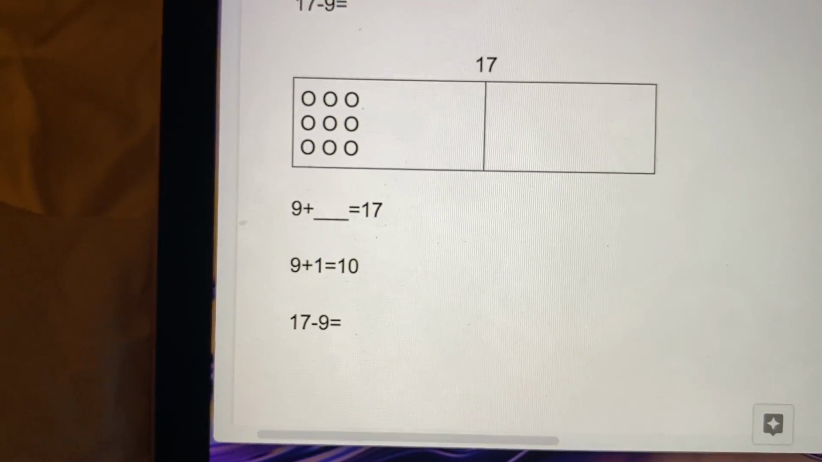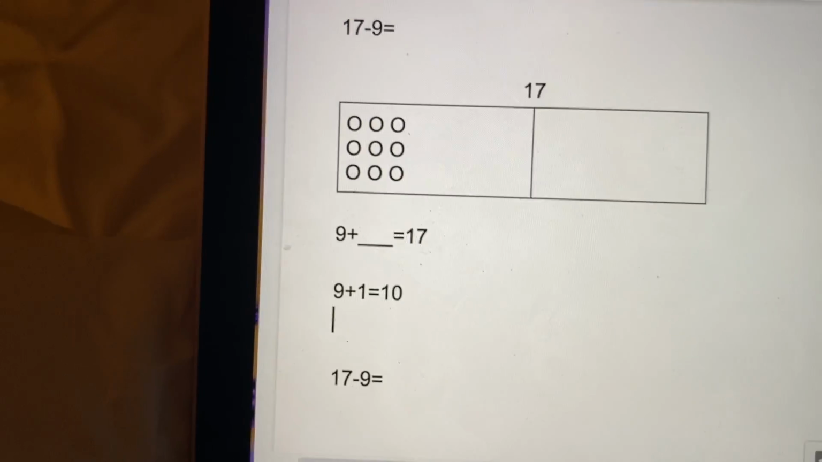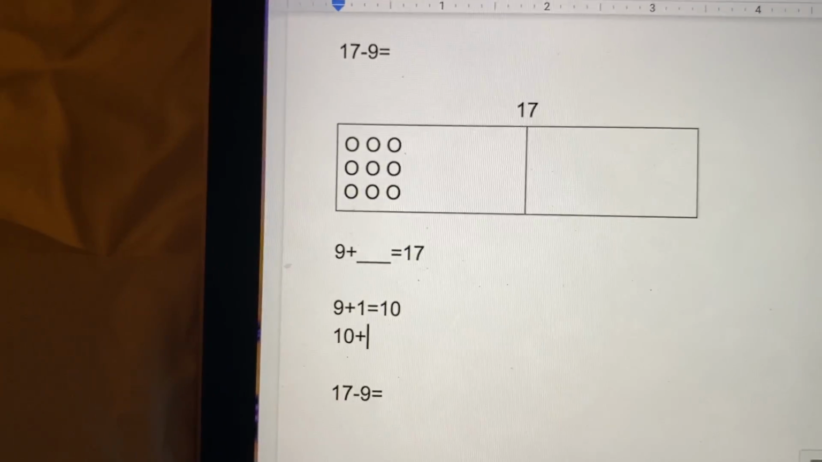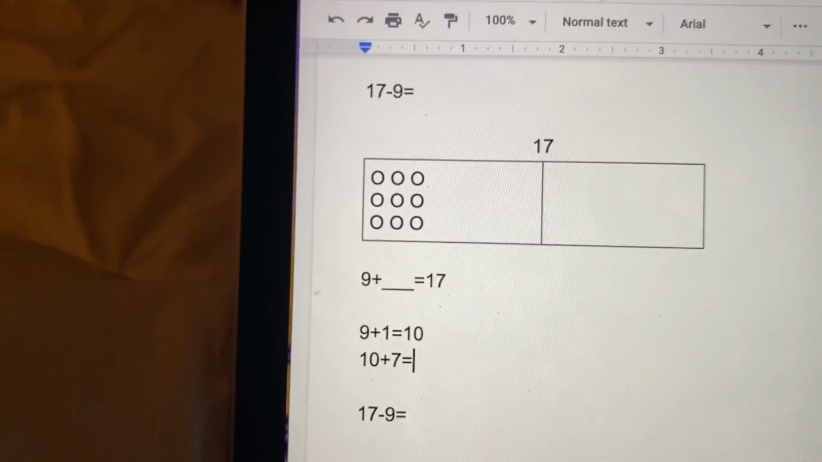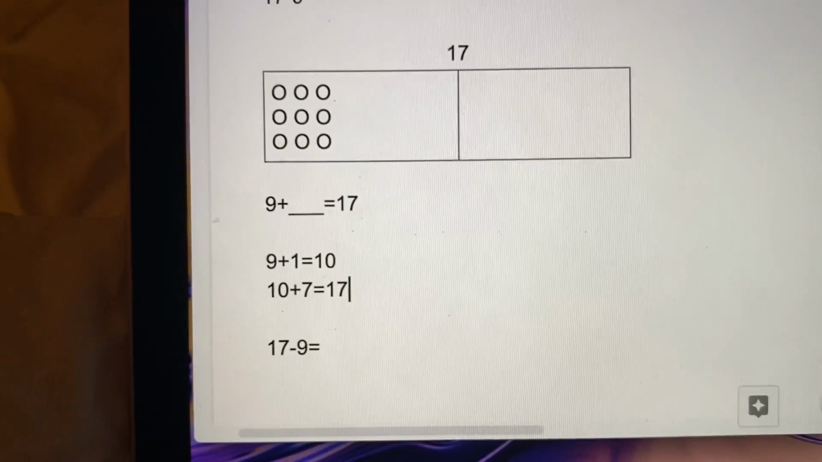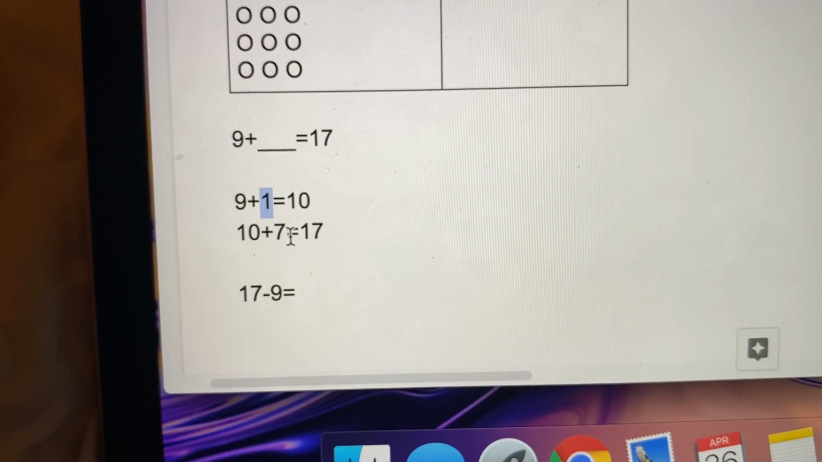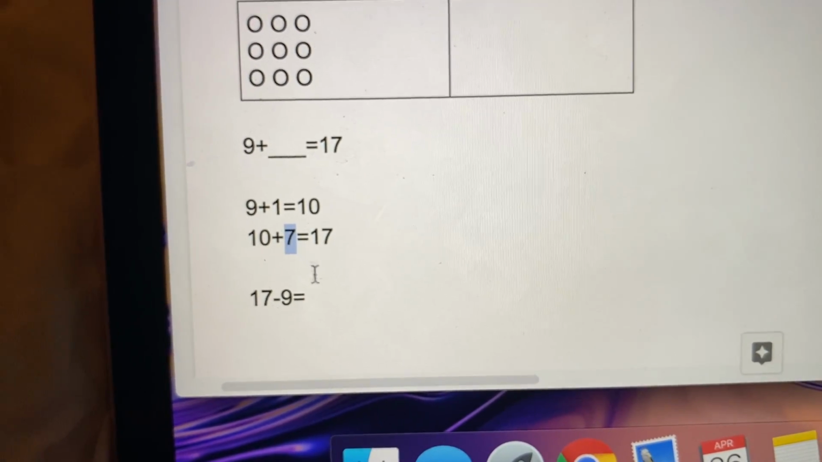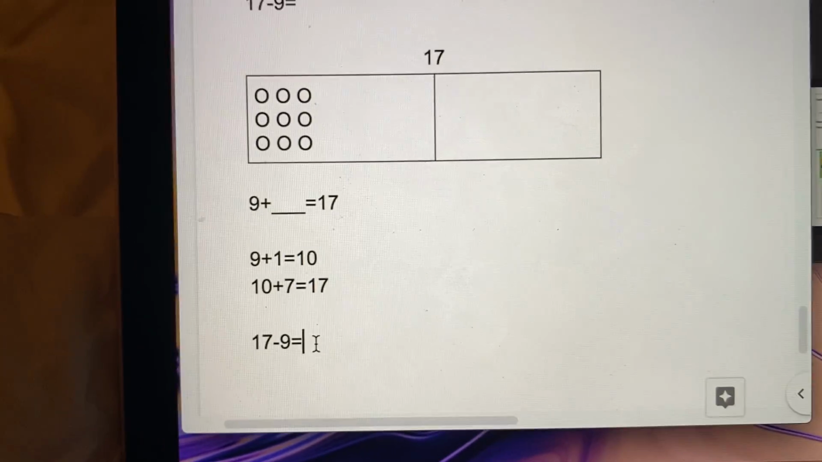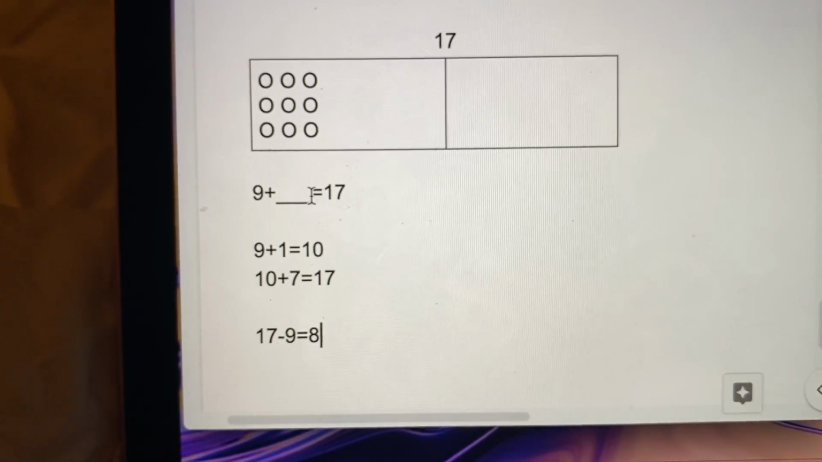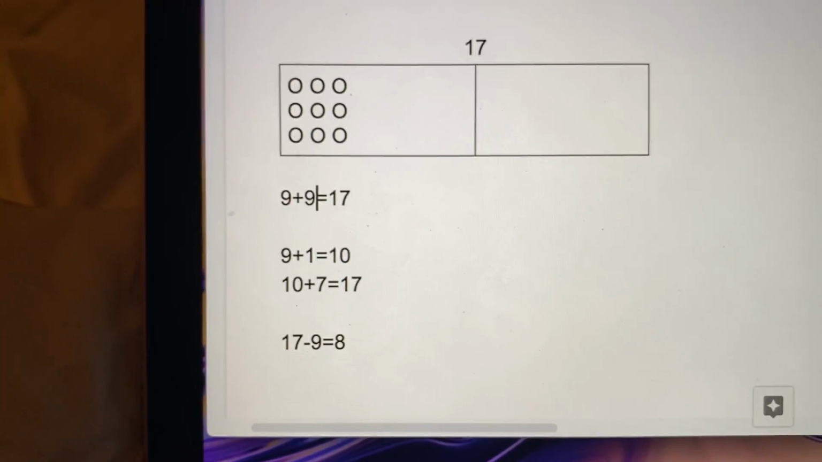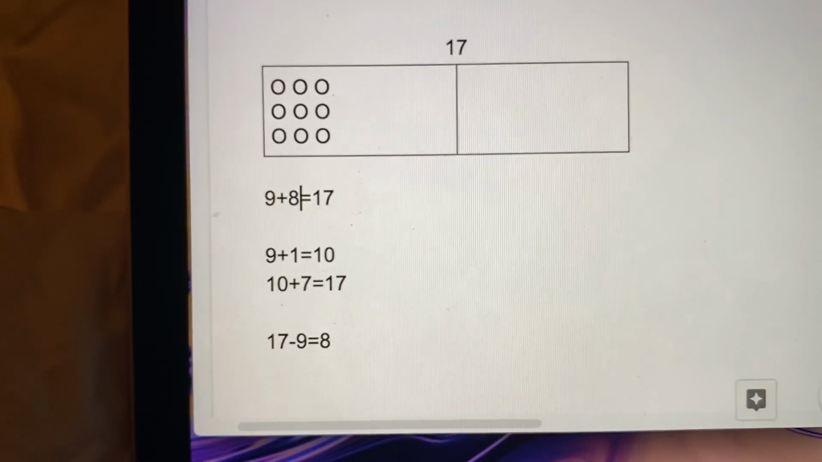How many more do I need to get to 17? Well, 10's a friendly number. We went over this. I only need to add 7 more to get to 17. So I added 1, and then I added 7. 7 plus 1 equals 8. So 17 minus 9 equals 8. 9 plus 8, oopsie, 9 plus 8 equals 17.